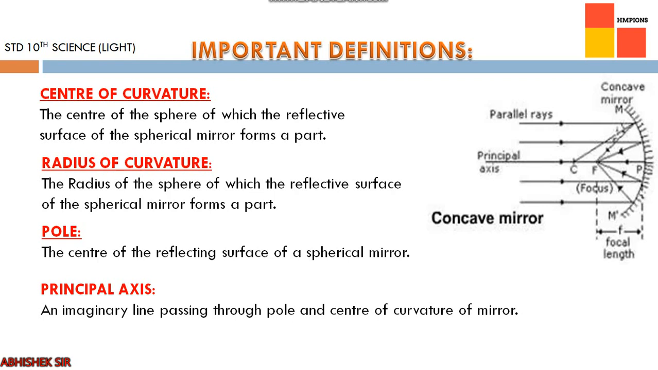Center of curvature of the mirror is denoted by capital C. Radius is denoted by capital R. Pole is denoted by capital P. Principal axis is a line, so we don't have to denote anything.